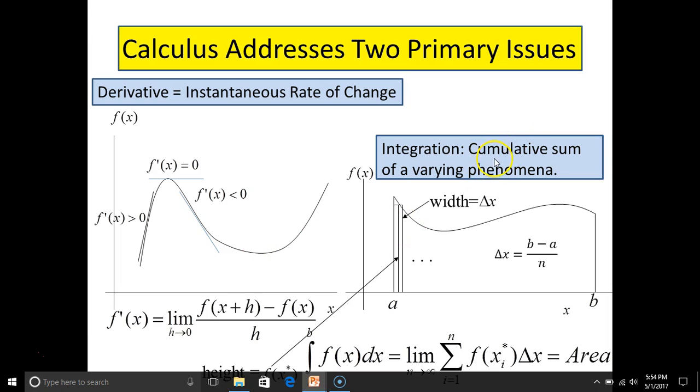On the other hand, for the sum of a varying phenomenon, we add up, basically, the little rectangles. So f of x represents the height of the rectangle, and dx is the width of the rectangle. The total area is the sum of all these little areas, and when we take it to a limit, we get what's called the definite integral from a to b, the area under this curve.